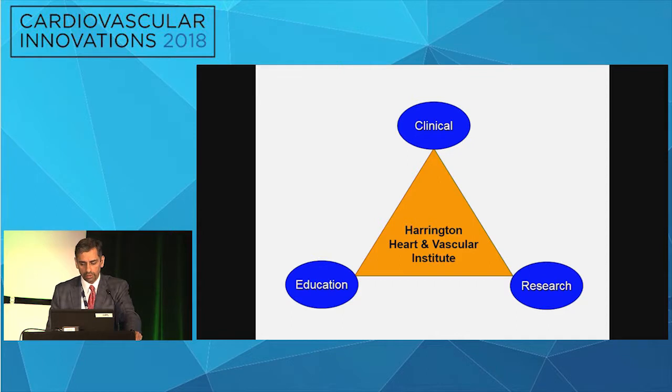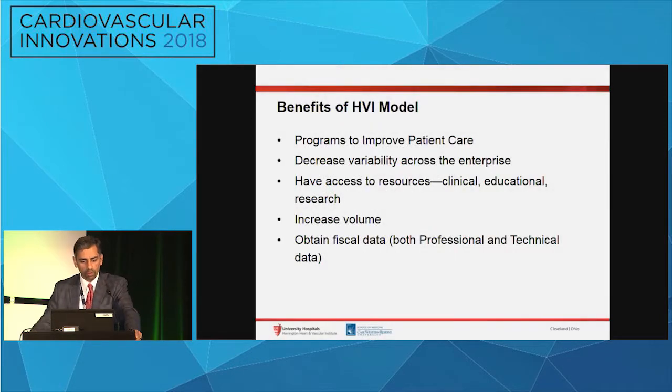At the Harrington Heart and Vascular Institute, we concentrate on clinical, educational, and research priorities, and if we work together, we can work on programs to improve patient care. We can decrease variability, which is pretty staggering sometimes across the enterprise. We have access to resources, clinical, educational, and research. We can increase volume and obtain fiscal data. And let me just give you a couple of examples of this in the last couple of minutes.